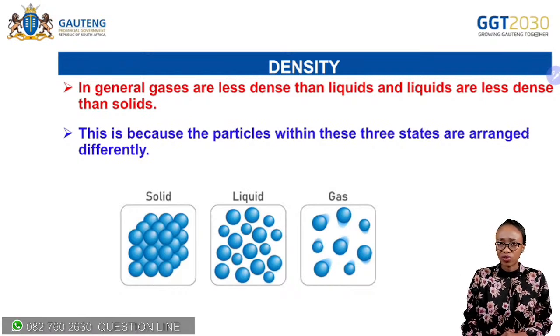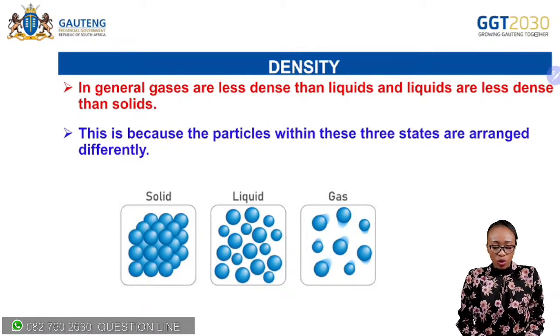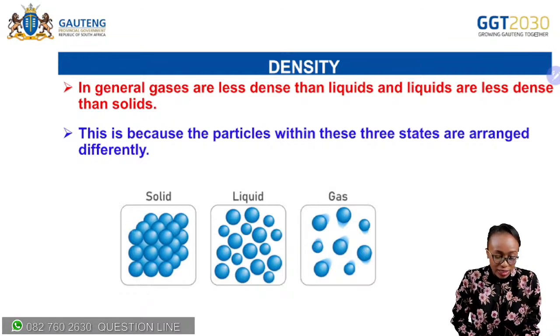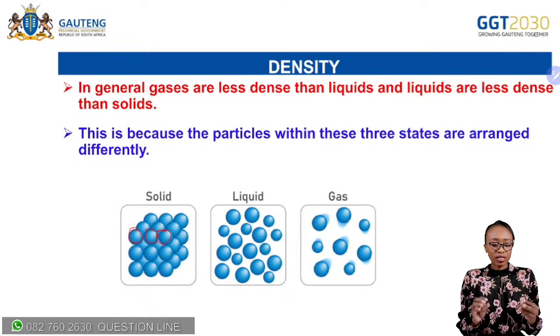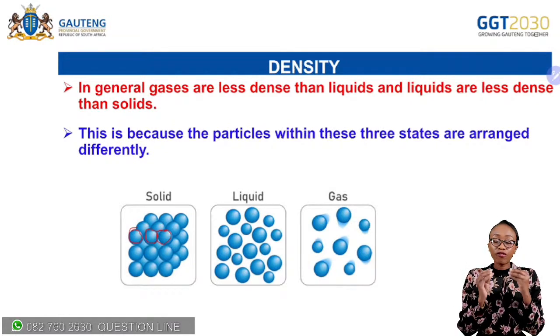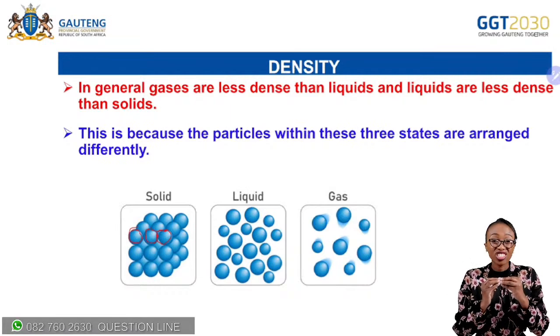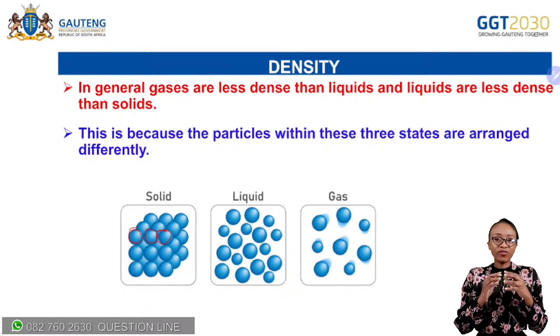Let's go back to the picture that I was referring to. So the particles in a solid, like we've said in our previous lessons, are packed in such a manner that they are so close together. Think of the particles as my fingertips here. So if they are solids, they are actually touching each other, and all they do is vibrate around the same point.